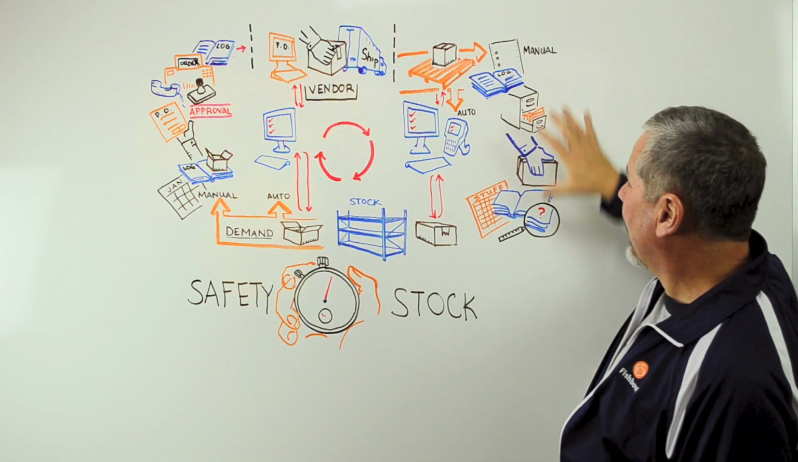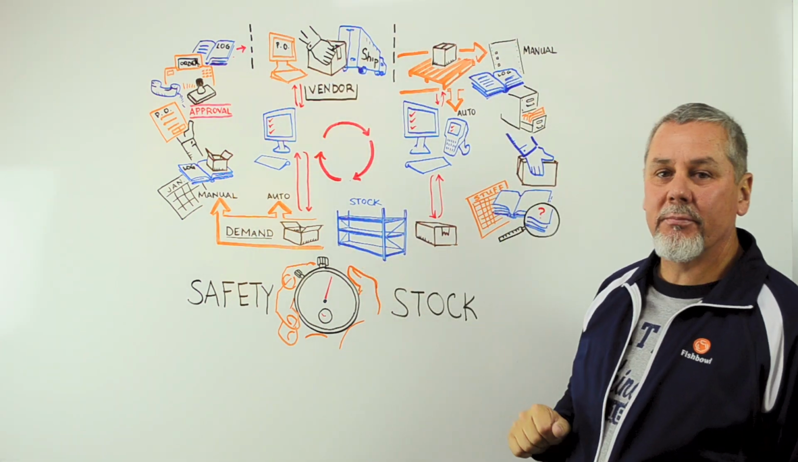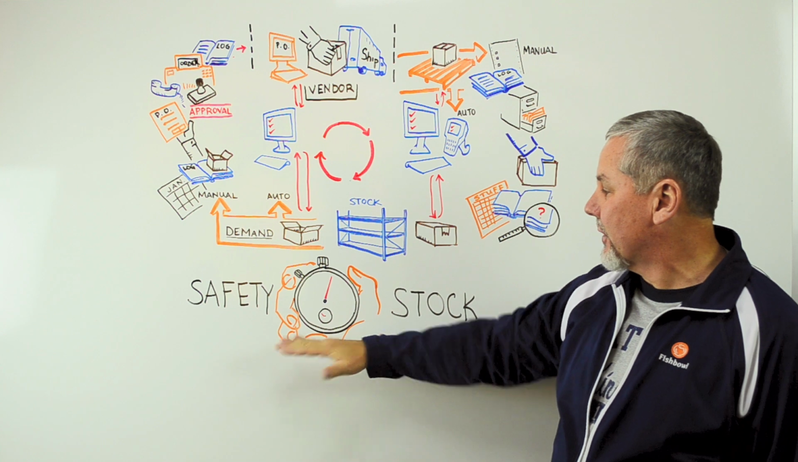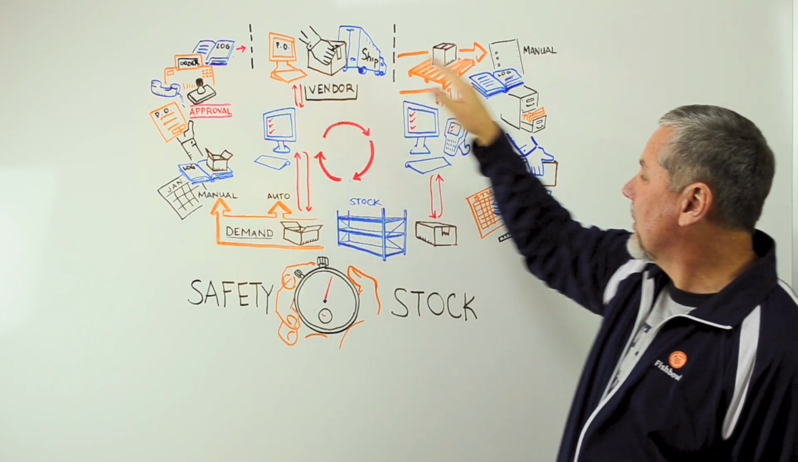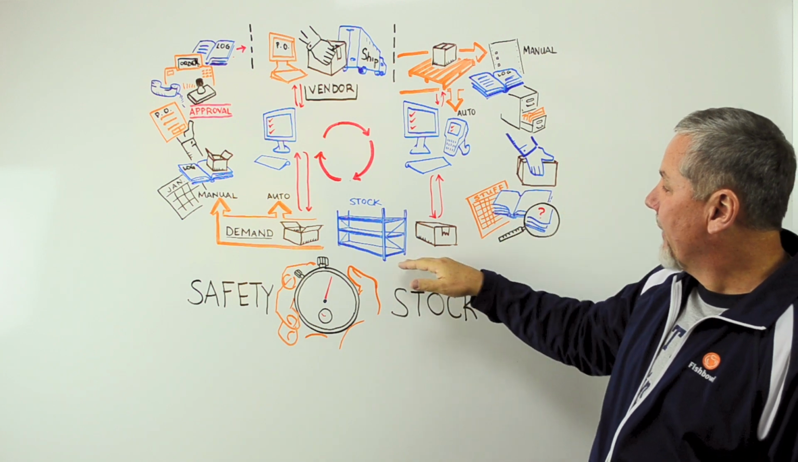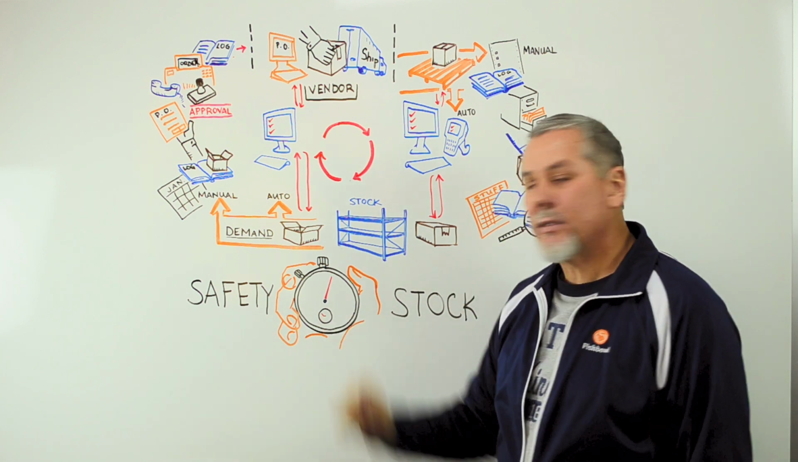But once you've calculated that time, and let's say that you want to keep 5 items on the shelf at all times as your safety stock, then you know how far in advance you always have to order to never fall below that safety stock. That's what safety stock's all about.